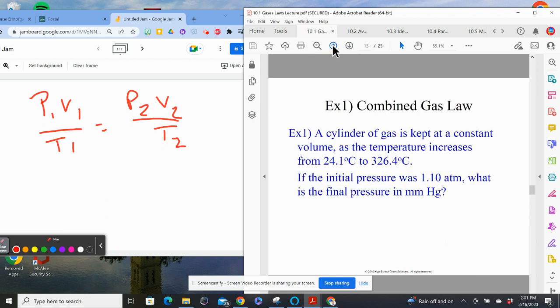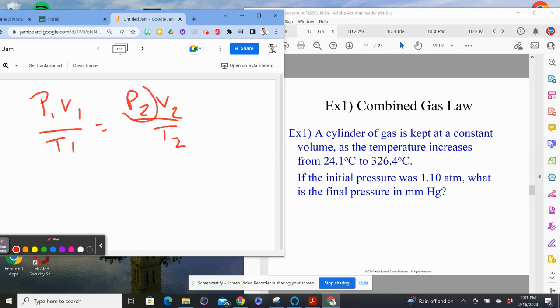In this particular example, we have a cylinder of gas kept at a constant volume as temperature increases from 24.1 degrees Celsius to 326.4. The initial pressure is 1 atmosphere. What is the final pressure? So we are looking for the final pressure. That's going to be the second one. 1 would be the initial stuff, 2 would be the final stuff. So we're looking for P2. We're just going to use algebra to get P2 by itself. That's all we're doing with these problems. It's simple, basic algebra.